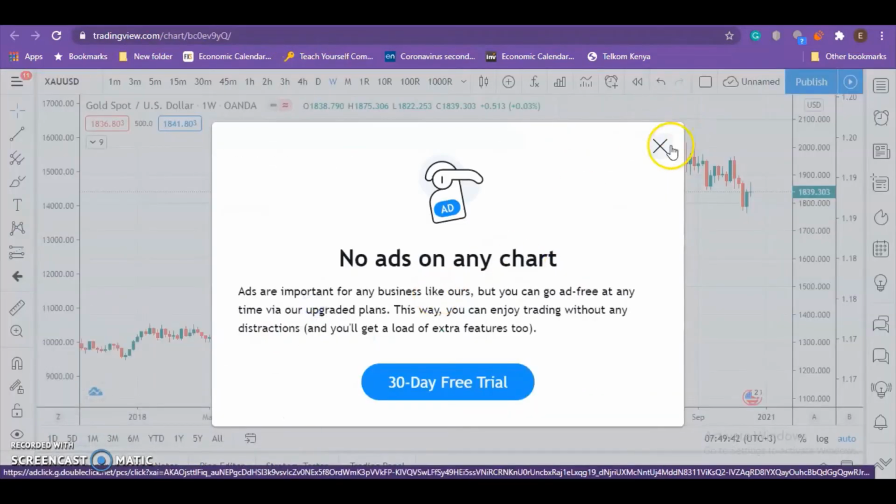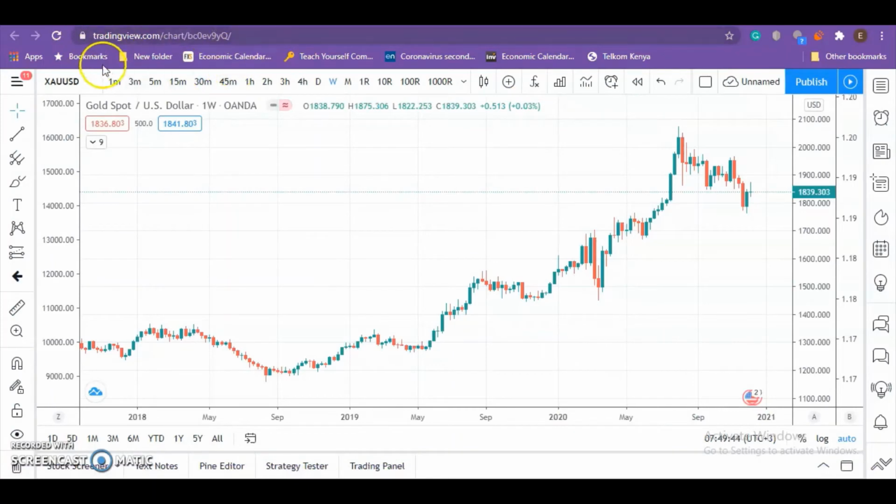So with gold, I'm using tradingview.com. This is the symbol for gold, and I'm using the weekly time frame. I'll start with the weekly time frame and drill down to the 1 hour time frame. With gold, I'm going to use the Fibonacci.